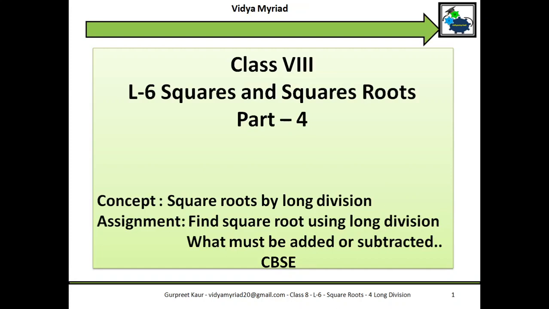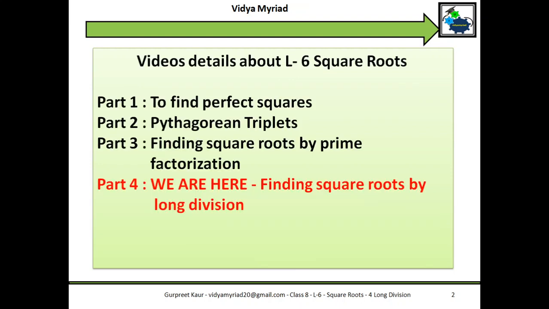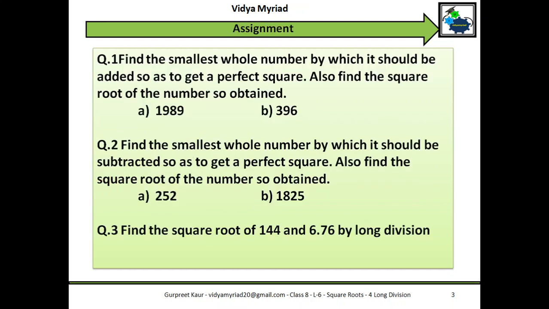Today is the part of long division to find out the square roots. This is the last video on this chapter for class 8. Now we have already covered how to find out the perfect squares, Pythagorean triplets, and also to find out the square roots by prime factorization. Now if you see, these are the type of questions which generally come to find out the smallest whole number which must be added or subtracted, or you will be directly told to find out the square root by long division. To solve these questions, please watch the video till the end so that you know how to do it.